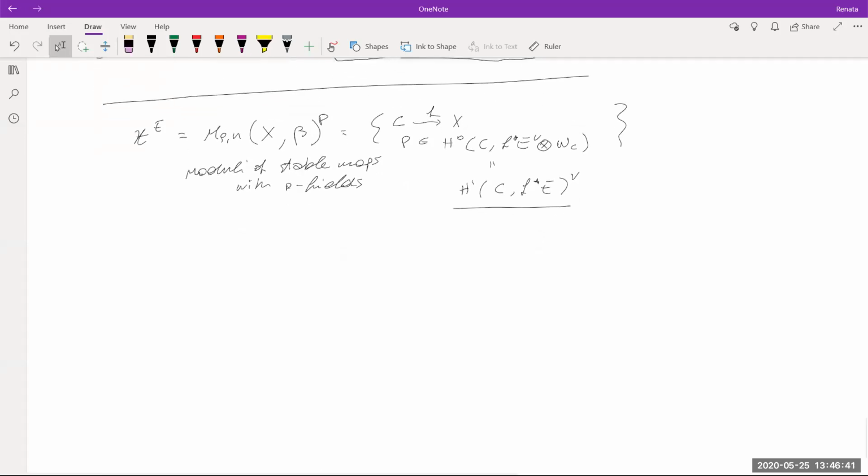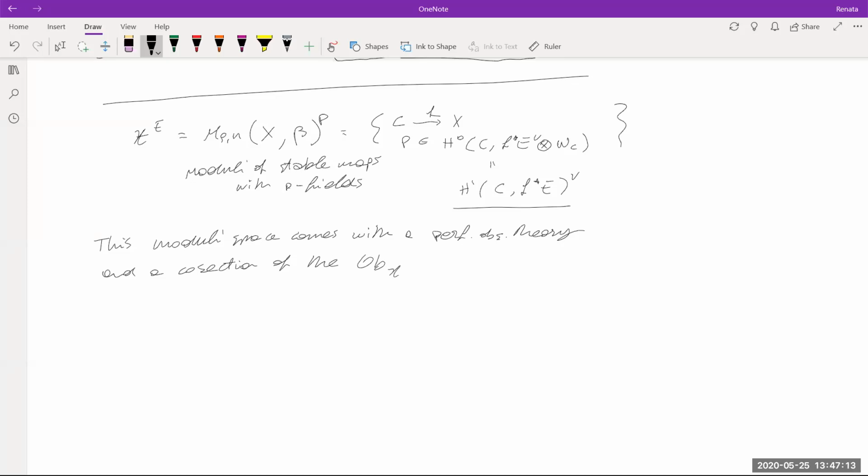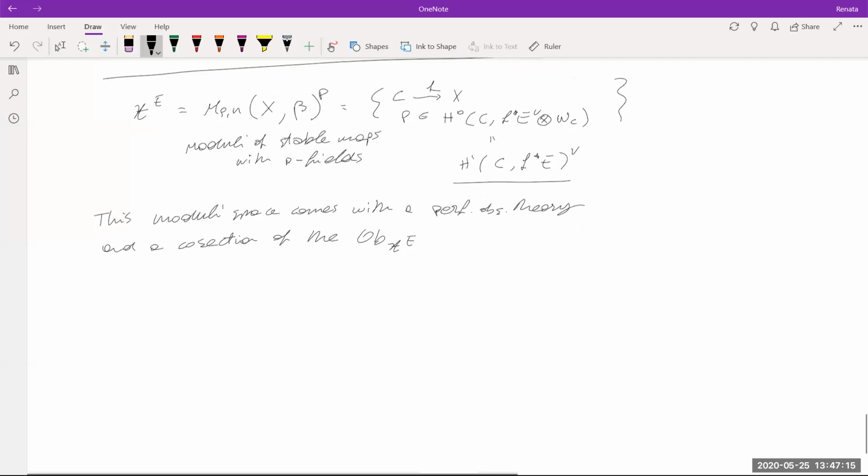Now, this moduli space comes with a perfect obstruction theory and a cosection of the obstruction sheaf. A cosection of the obstruction sheaf, okay.